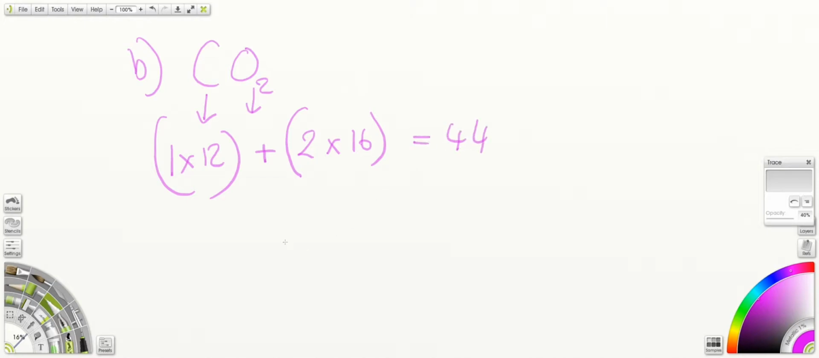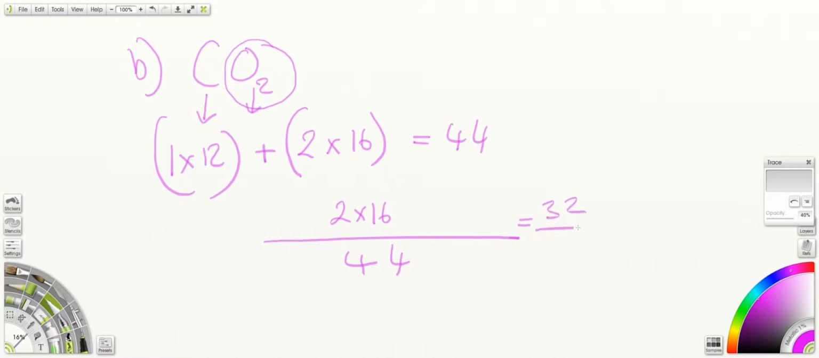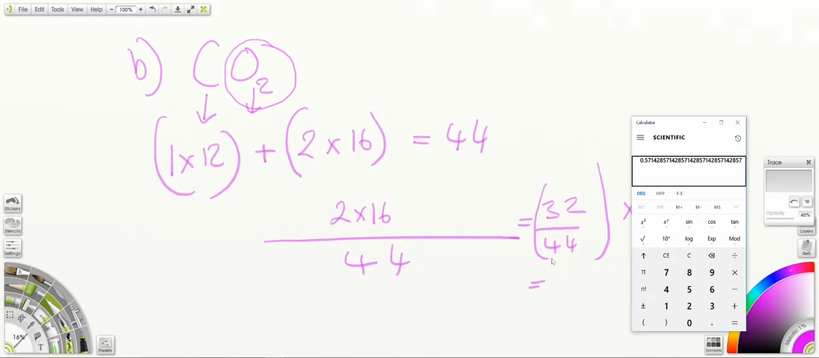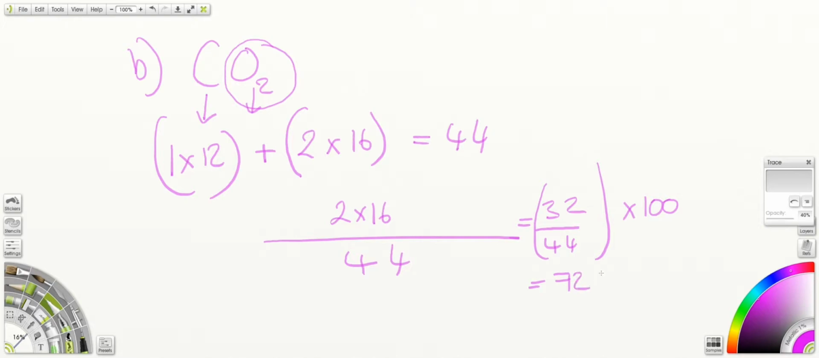So that's my total. So my total is going at the bottom. What am I interested in? I'm interested in the amount of oxygen. In this case, I've got 2 times 16 oxygen. So that's going to be 32 divided by 44. Do that first, then multiply it by 100. So let's do that on our calculator. It's going to be 32 divided by 44. Multiply that by 100. Just to show you that it is 72% to the nearest whole number. Right, so that's that done.